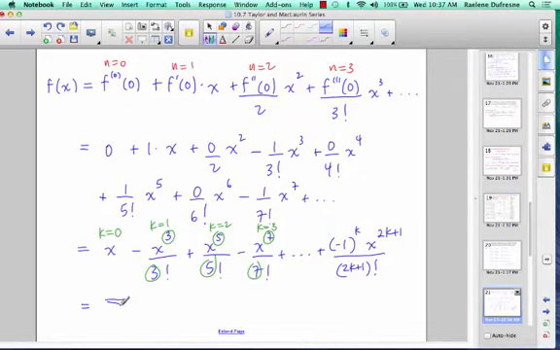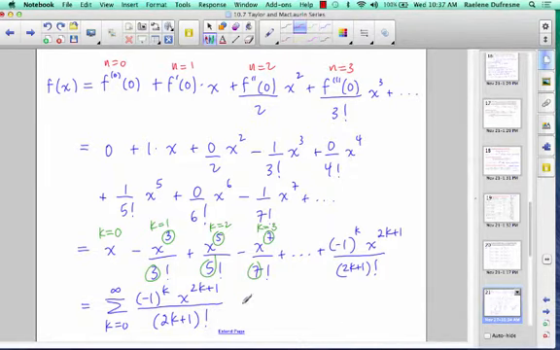So that would give me a sum from k equals 0 to infinity of -1 to the k times x to the 2k plus 1, ensuring that I have an odd degree power series and therefore an odd symmetry function, divided by 2k plus 1 factorial.